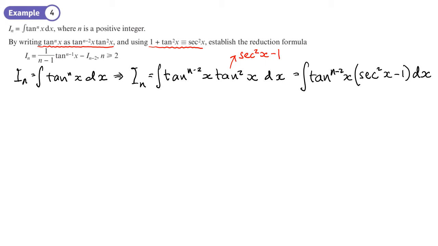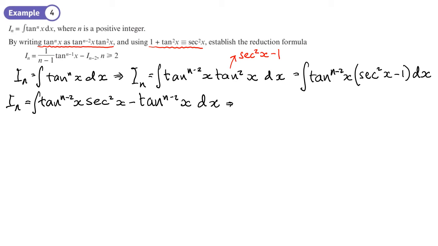Now we'll expand the brackets, and that will give us the integral of tan to the power n minus 2 x times sec squared x. And then it will give us, I'll put the dx in just yet, minus 1 times that tan to the power n minus 2 x.